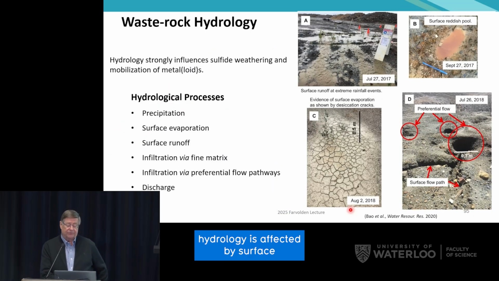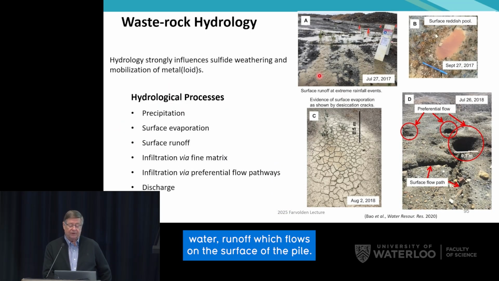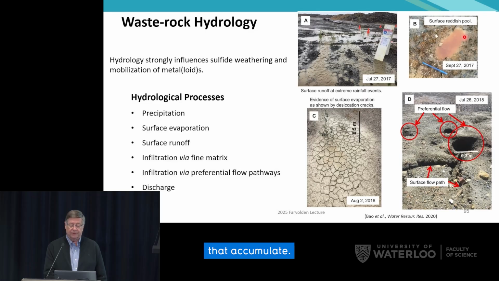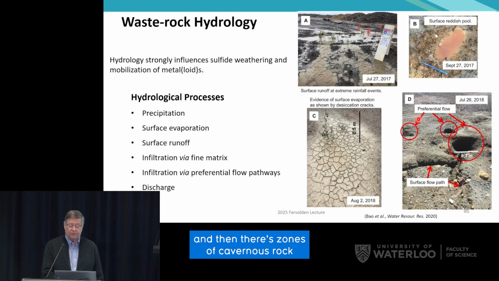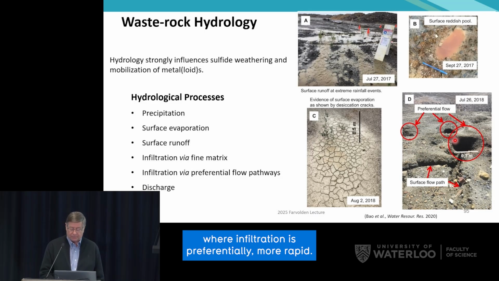Hydrology is affected by surface water runoff, which flows on the surface of the pile. There's residual pools of acidic water that accumulate. There's areas of fine-grained material where infiltration is slow, and then there's zones of cavernous rock where infiltration is preferentially more rapid.